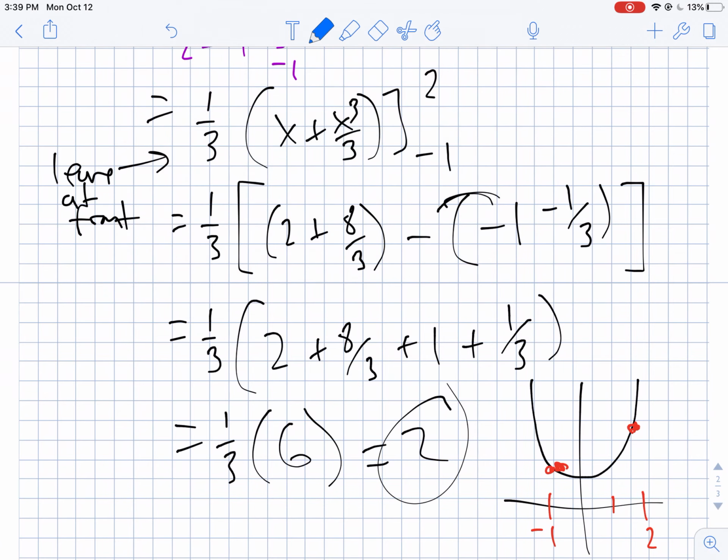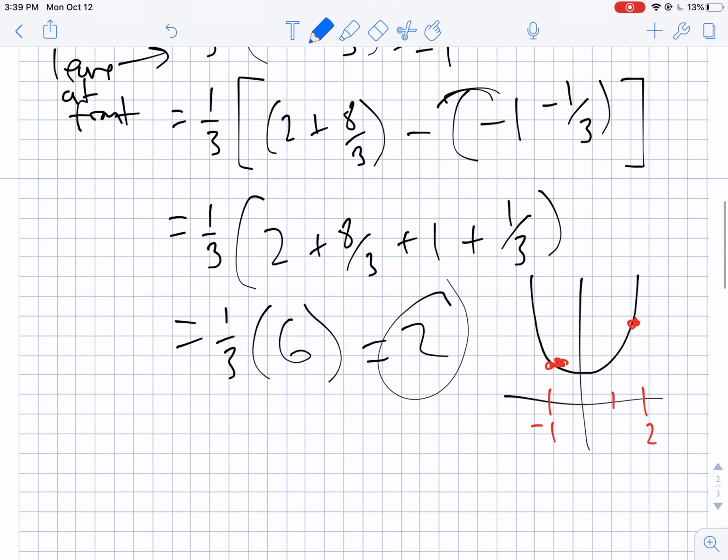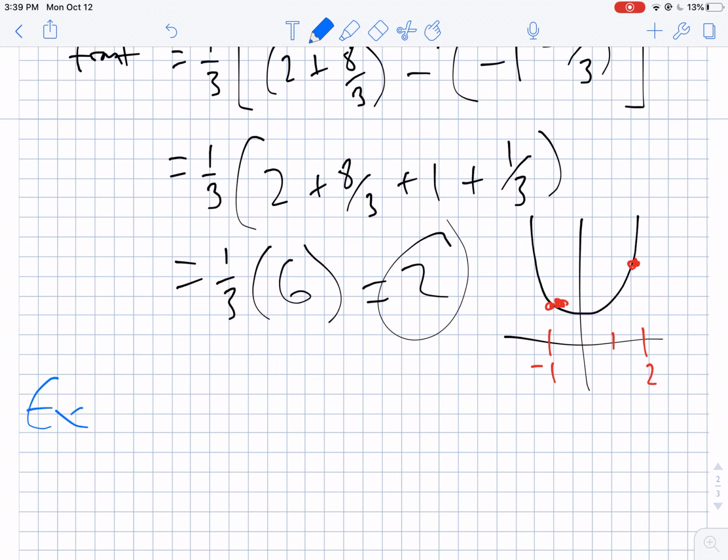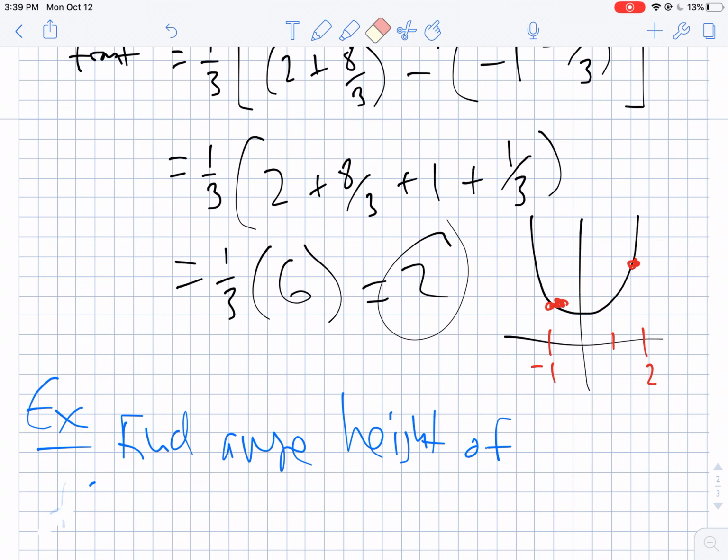And again, it's the same idea: sum all of them together and then divide by the width of the interval. Okay, so let's give you one now. Let's try to find the average height of, let's say, f of theta. Let's not even give you a function. Find the average height of 4 sine theta on the interval from 0 to pi over 3.